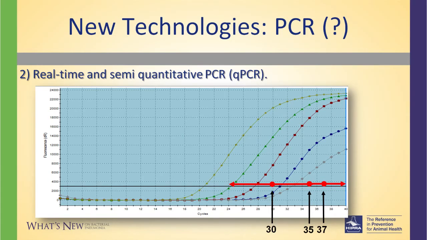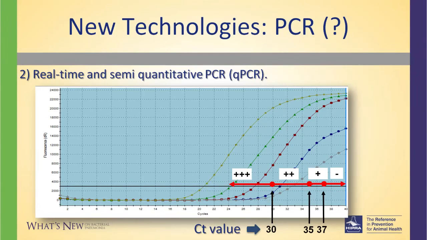So here we have samples that were positive because they produce a sigmoidal curve, that means positive PCR, but at different time points. Some of the samples were positive before, and some of them were positive later. And the higher the amount of DNA, the earlier the signal was detected by the machine. So in this way, we can establish categories of PCR.